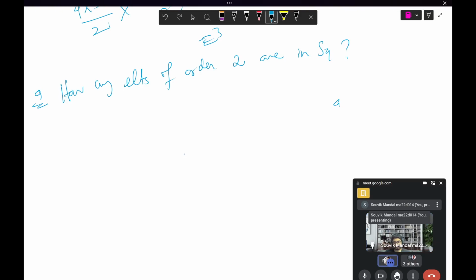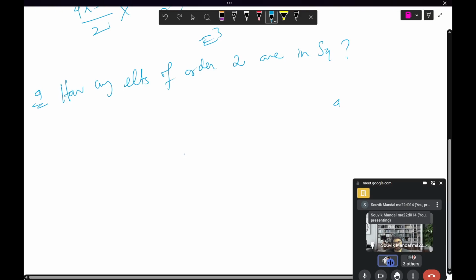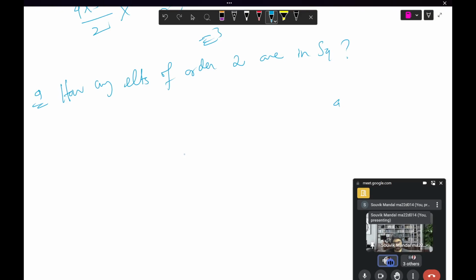The number of elements with a single two cycle, only single two cycle, is 6. That is how I got the answer: 4 into 3 divided by 2. And then the number of elements with two two cycles is 3. So the total is 9. Perfectly fine.